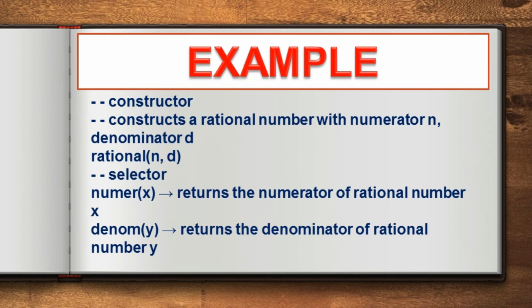Here the rational numbers are defined in terms of the selector functions numerator and denominator, and the constructor function is rational, but you have not defined this function. Combine together a numerator and denominator into a compound value.